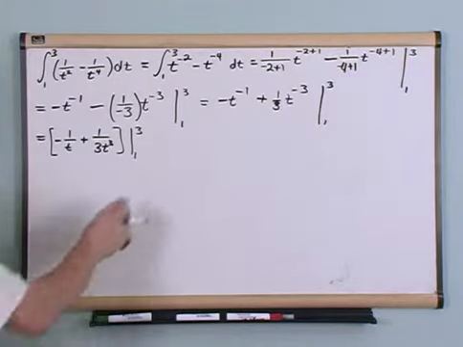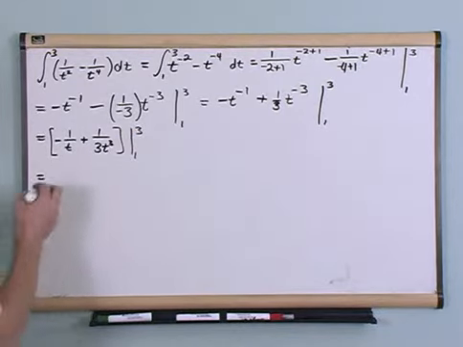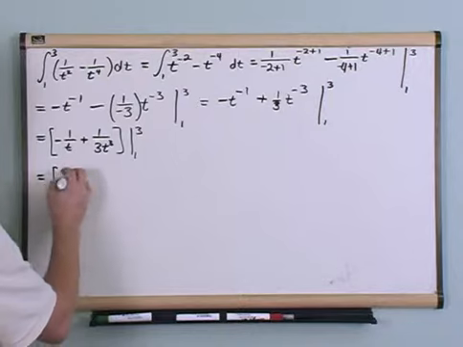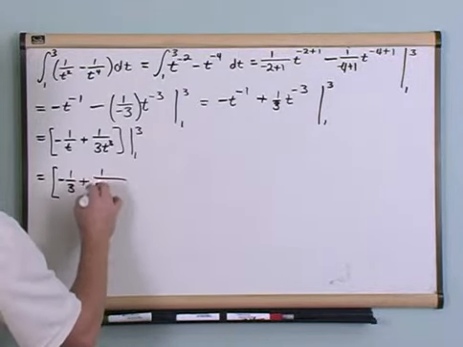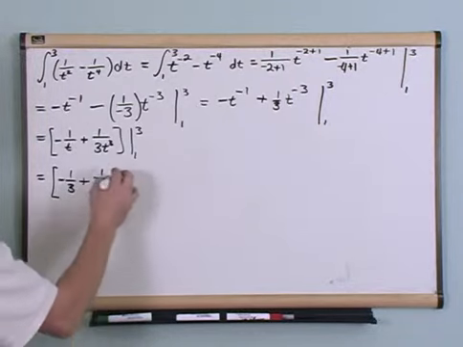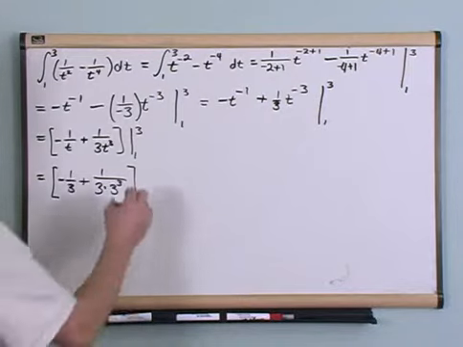Okay, and we need to evaluate this from 1 all the way up to 3. So in order to do that, I need to plug my 3 in. So I'm going to have negative 1/3 plus 1 over 3 times 3 to the 3rd power. I just plug the 3 in there. Nothing too fancy there.